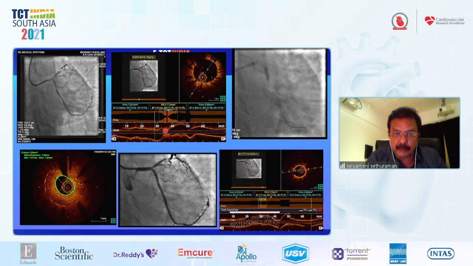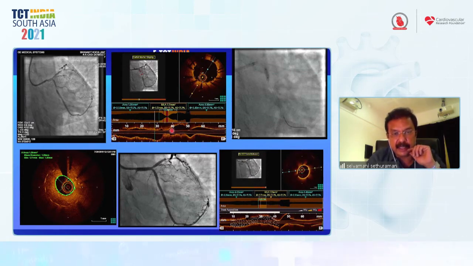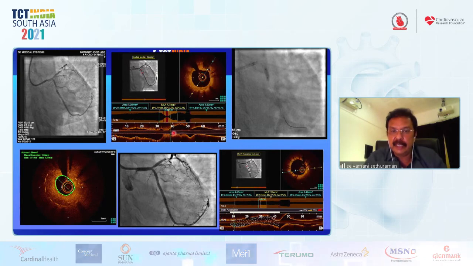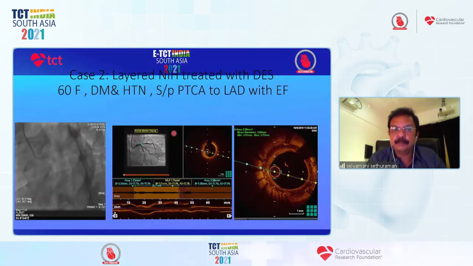Only at this point, there was probably a little bit of underexpansion, which has given rise to this instant restenosis at this area. So this underexpansion plus that growth was treated with a cutting balloon, scoring balloon, and just treated with a drug-eluting balloon with very good results.